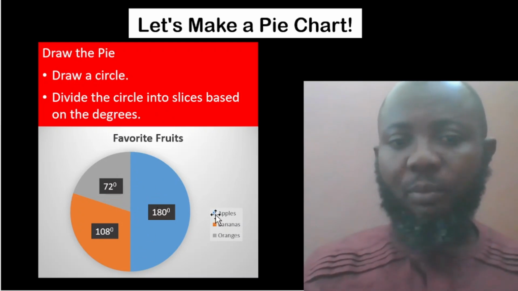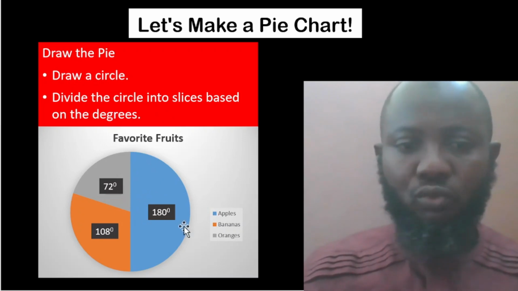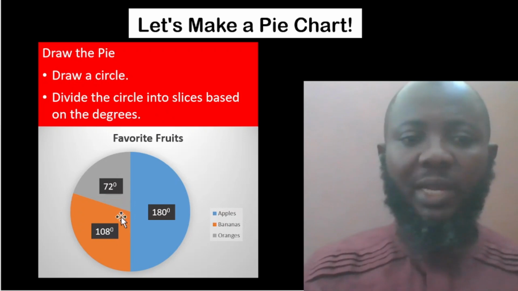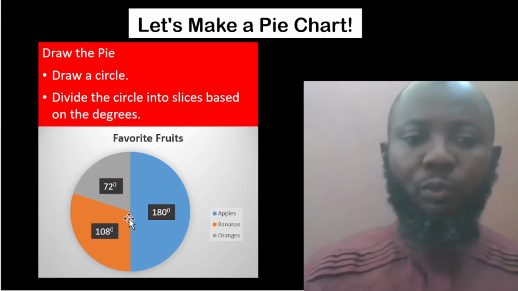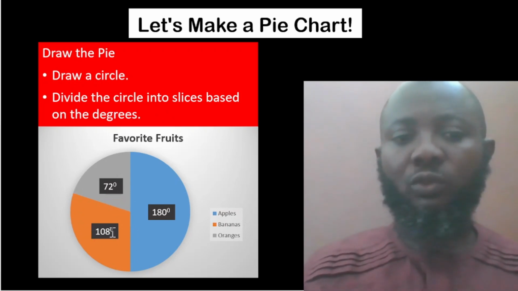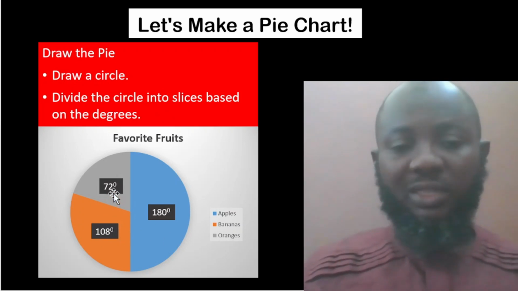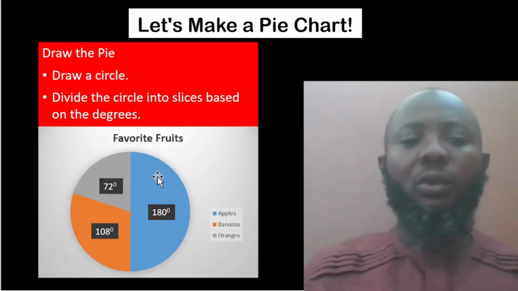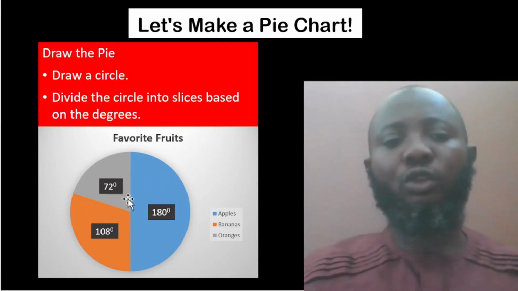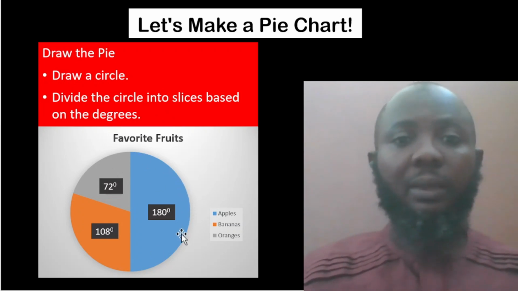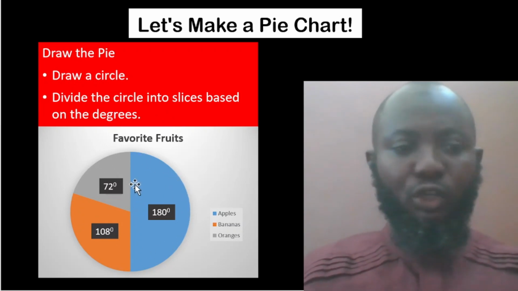And you notice that is apple. That's why it's painted in blue. Then for bananas, it's 108. You measure that using your protractor as well, which gives us 108 degrees. Then for the last one, which is orange, this is 72 degrees. This is how we present it. We're still going to demonstrate how to draw these pie charts later on, but not in this video.